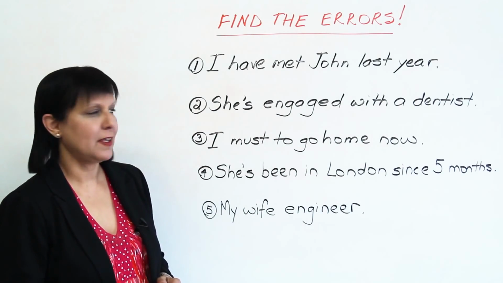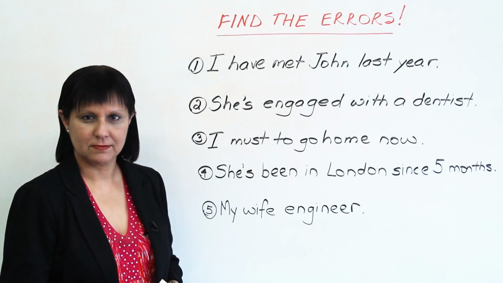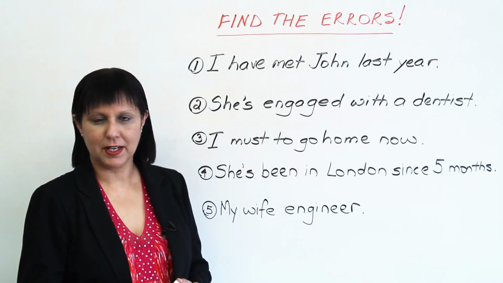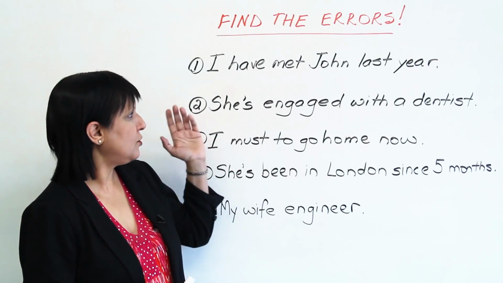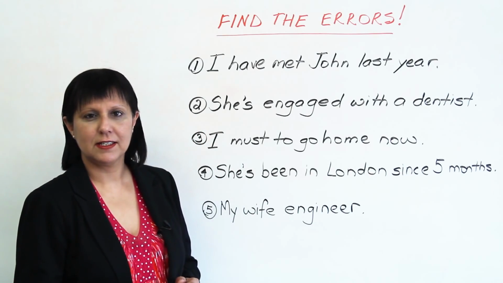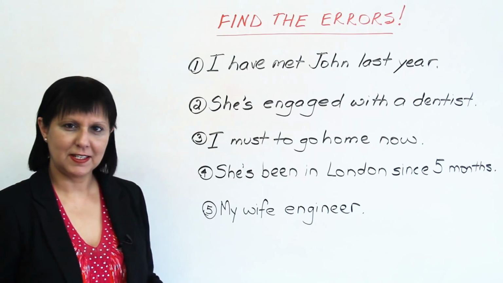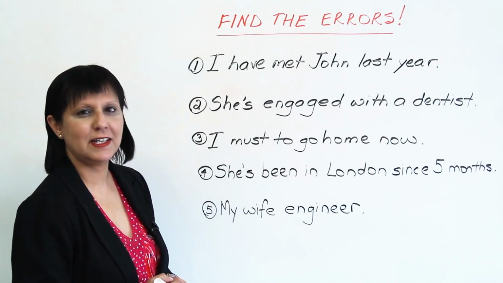Okay, first one. I have met John last year. Okay? Now, there is an error in every one of these sentences. Do you know what the error is in the first sentence? Any idea? Think about it. Okay? I'm going to correct it now.